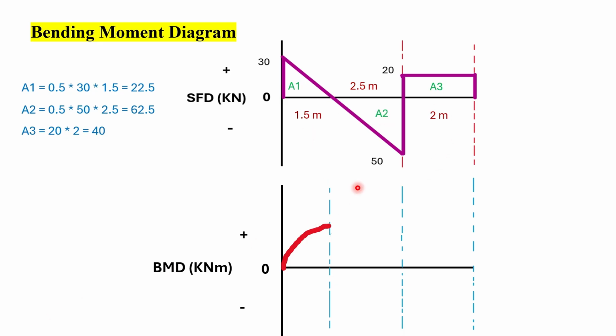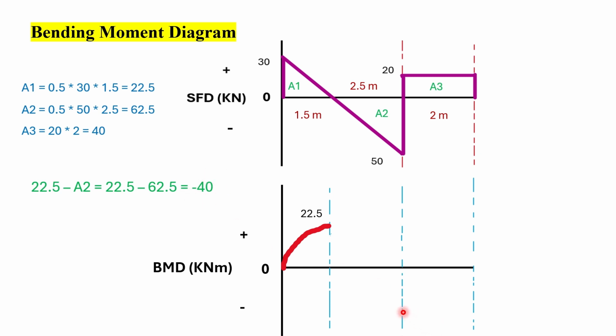Now for the second point, we will do this 22.5 minus this area 2. Why minus? Because it is negative in nature. So area 1 minus area 2 will yield a second point. So we will do this calculation. It is 22.5. For further calculation, we need to subtract area 2 from area 1. So it will yield the second point at this. Why did we subtract area 2? Because it is downward from this zero line. It is downward, so we have subtracted. So it will yield minus 40.